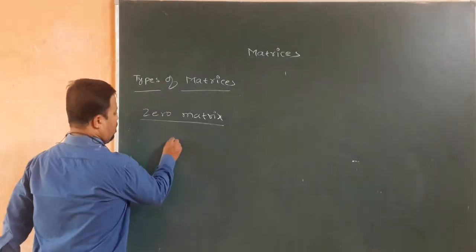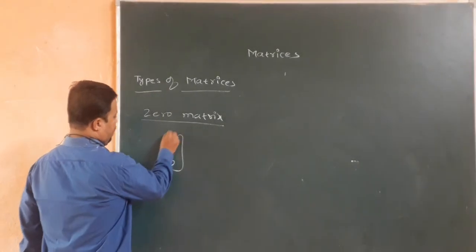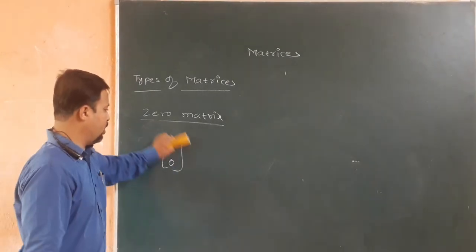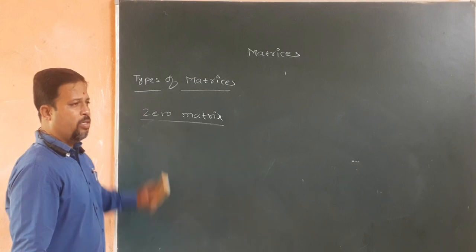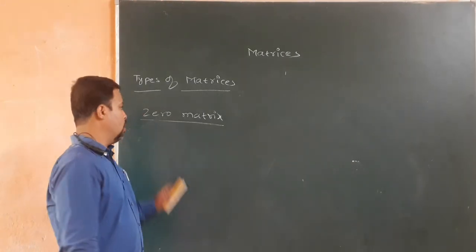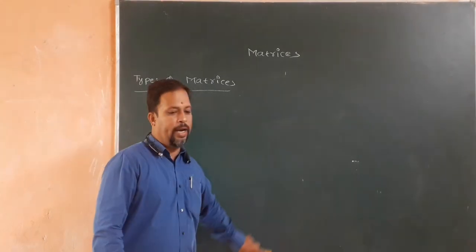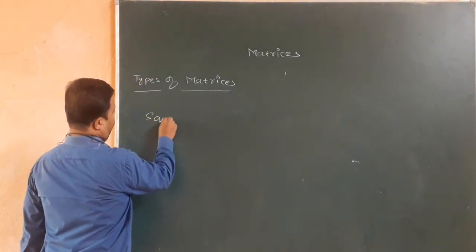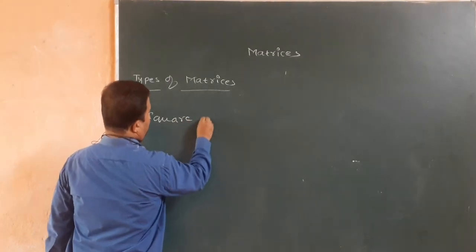Like this we will call it. Okay. Another example, I can write like this also. This is a zero matrix, right? So like this we can write. Zero matrix is a matrix where all the elements will be 0, right? And the next is a square matrix.